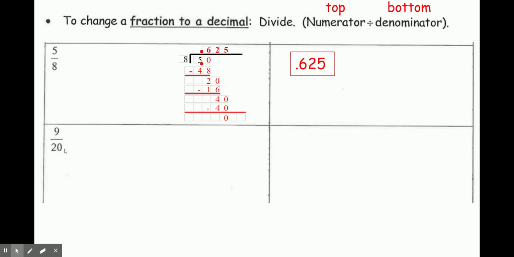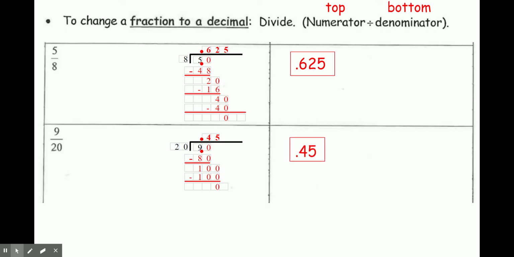Let's look at 9 over 20. Again, using our in and out. What goes in, what goes out? In and out. 9 is in, 20 is out. Does 20 go into 9? It doesn't, so add a decimal point and a 0. 20 does go into 90, though. It goes in 4 times, and 20 times 4 is 80. And 90 minus 80 is 10. We have a remainder, which means we add a 0. 20 goes into 100 5 times, and 20 times 5 is 100. Woohoo! Looks like we got 0, and that is our answer, 0.45.